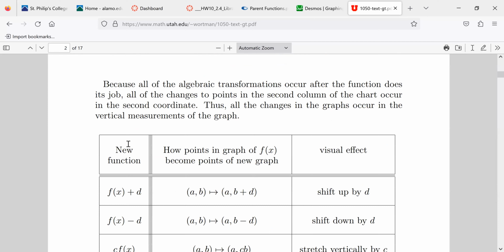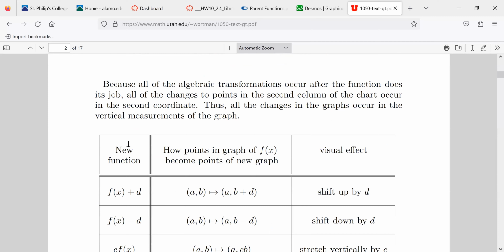Okay, so here's y equals x, the original. If I add 2, it shifts up. If I subtract 2, it shifts down. So we call it the parent because you can just create different versions of the original to transform it.